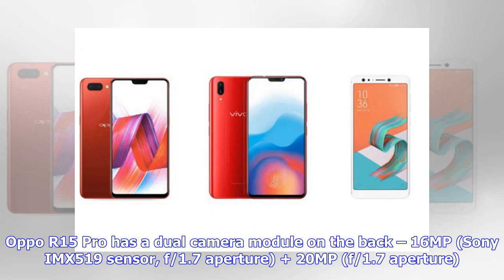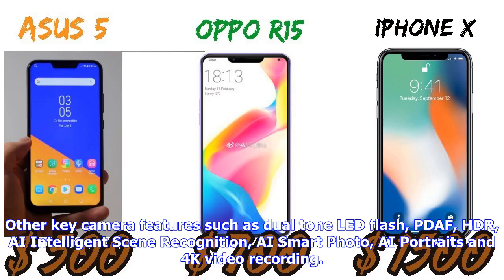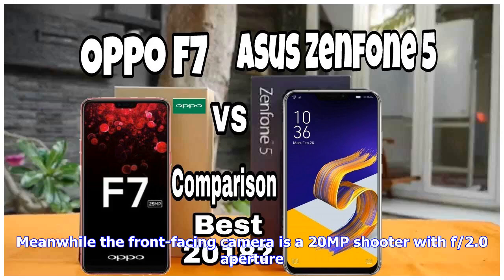Oppo R15 Pro has a dual camera module on the back, 16MP, Sony IMX519 sensor, f1.7 aperture, 20MP, f1.7 aperture. Other key camera features such as dual-tone LED flash, PDAF, HDR, AI intelligent scene recognition, AI smart photo, AI portraits and 4K video recording. Meanwhile, the front-facing camera is a 20MP shooter with f2.0 aperture.